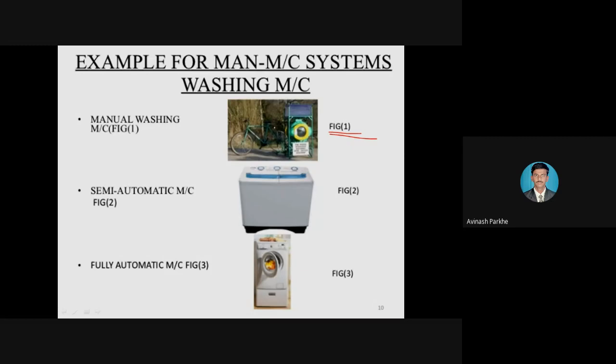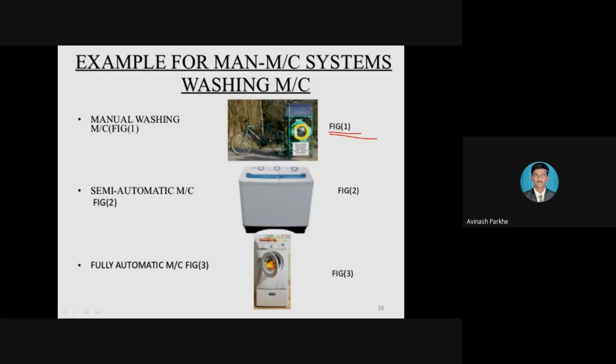If you go through this figure, if it is visible to you, there is a cycle, and at the bottom of that cycle the washing machine is attached. If I sit on that cycle and start rotating the pedal, the movement of that pedal is used to operate the washing machine.